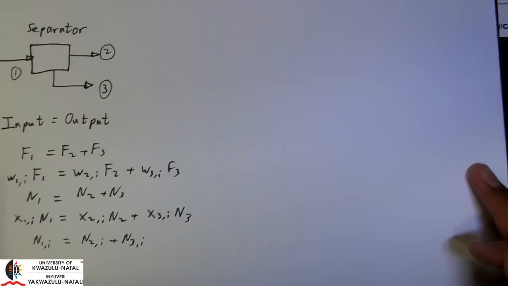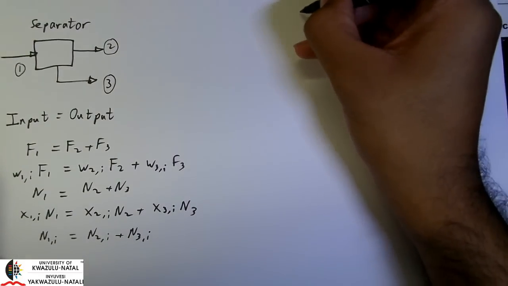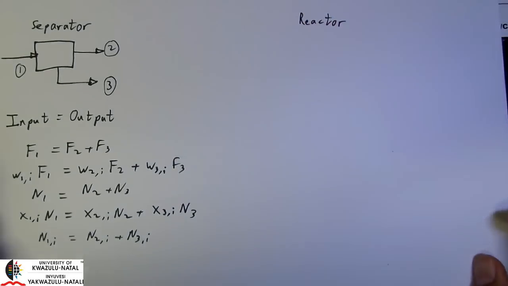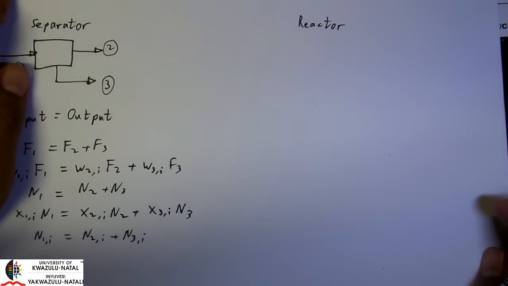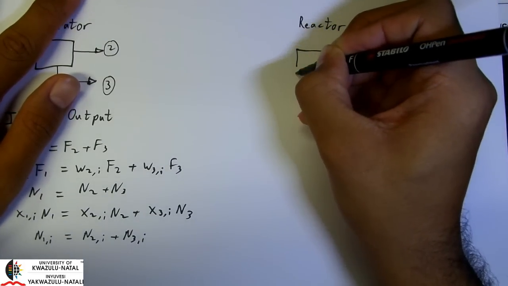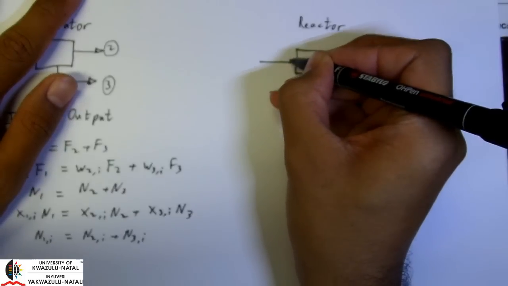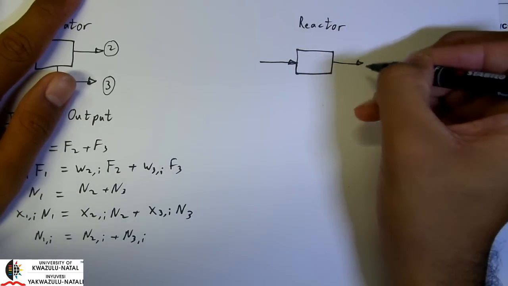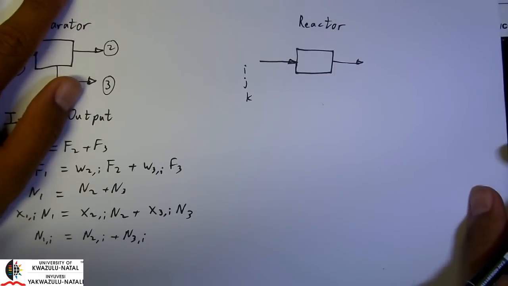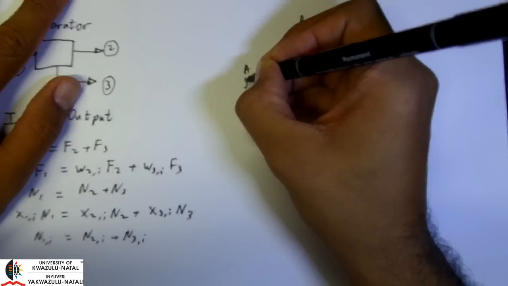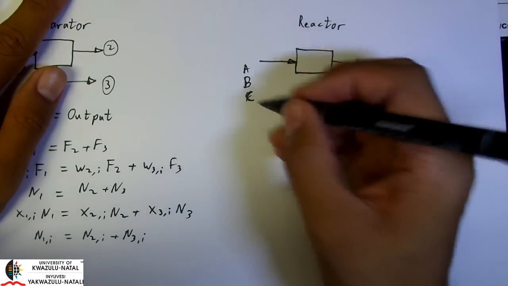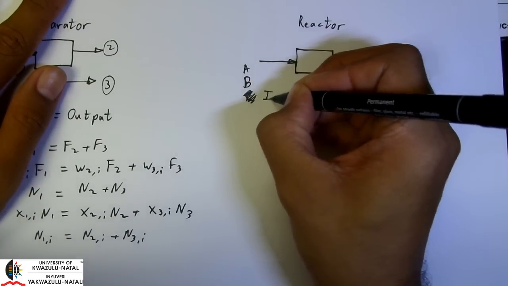Now let's look at a reactor. Briefly, well, you should know this by now. In a reactor, a chemical reaction occurs. Okay, so if I have to feed in certain components, okay, let me just call them A, B, or rather A, B and I.